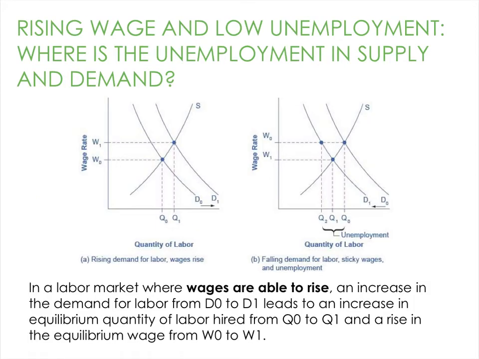So theoretically, if there were no sticky wages, we would see that when there's an increase in demand for something, like labor, you would see an increase in its price, or the wage rate. And likewise, when there's a decrease or leftward shift in the quantity demanded of something at every price, you would see a downward shift in price. And the market would once again arrive at equilibrium.